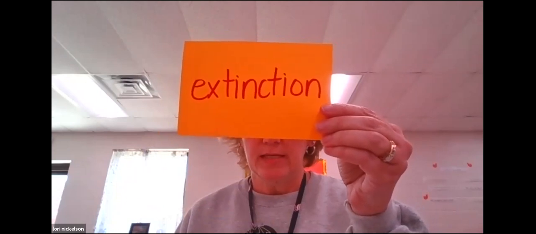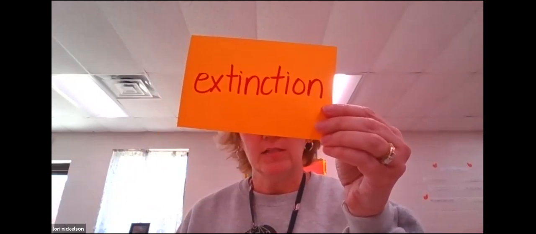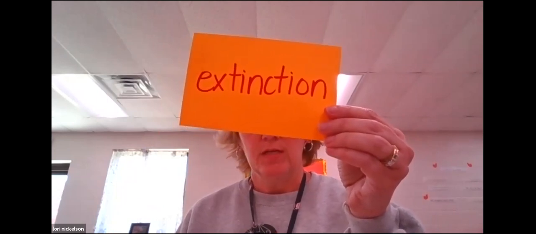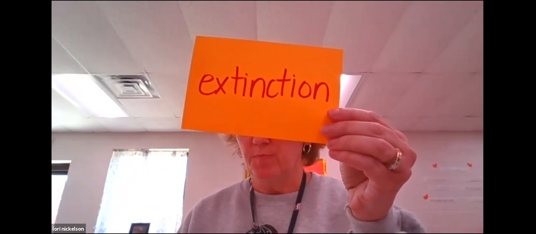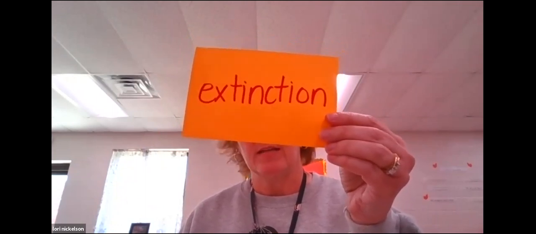And our last word is extinction. Extinction: the end of a species because of the death of all its members. Example, dinosaurs once lived on Earth but faced extinction because of changes to their habitat. Extinction.